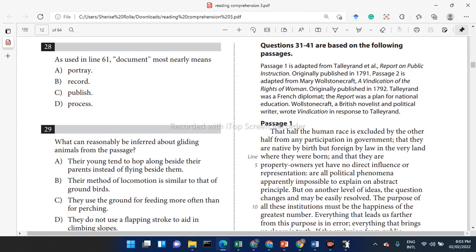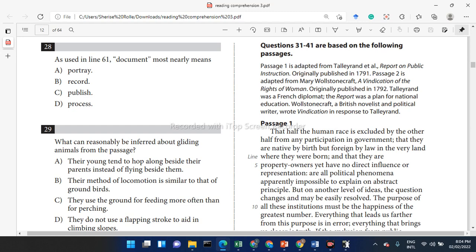Passage 1 is adapted from Talleyrand et al., Report on Public Instruction, originally published in 1791. Passage 2 is adapted from Mary Wollstonecraft, A Vindication of the Rights of Women. This looks like it could be interesting. Originally published in 1792. Talleyrand was a French diplomat. The report was a plan for national education.